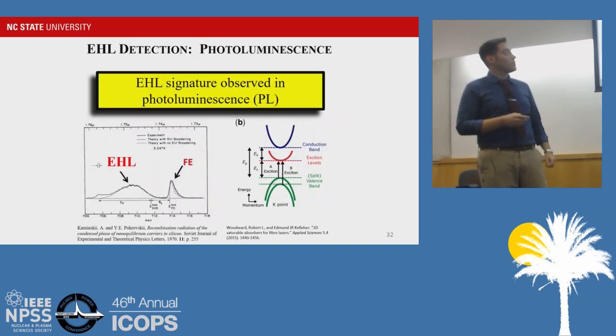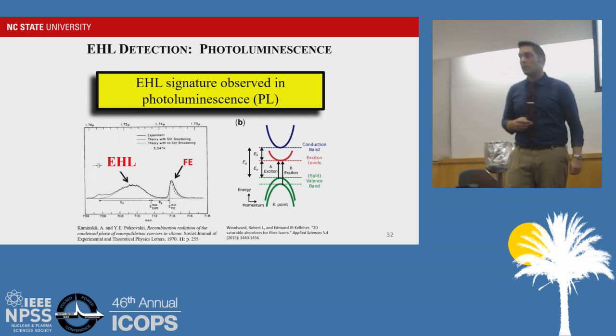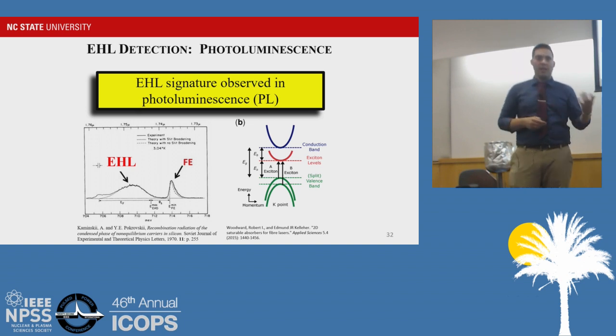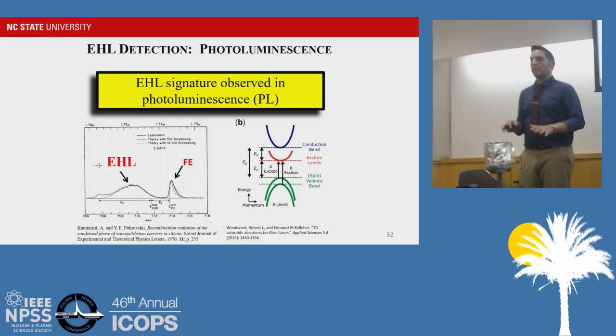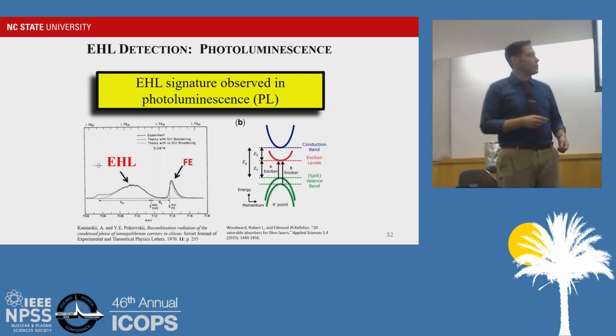So how do we do this, and what do we look for? The key signature in EHL research has been looking at the photoluminescence, light into light. How this works is you excite the electrons in the valence band and bring them up into the conduction band. They relax down, and then they'll emit a photon. And when they do, you can measure the spectrum of it.